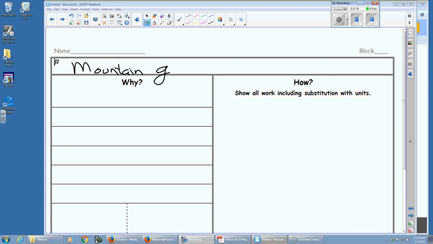Mountain G. So, what should I put for my Y here on the mountain? There's no trig in these. Radians doesn't matter, only if you have a trig function, sine, cosine, tangent. Anybody? What should we have for our Y here? We've done a couple like this. Come on, you can do it.